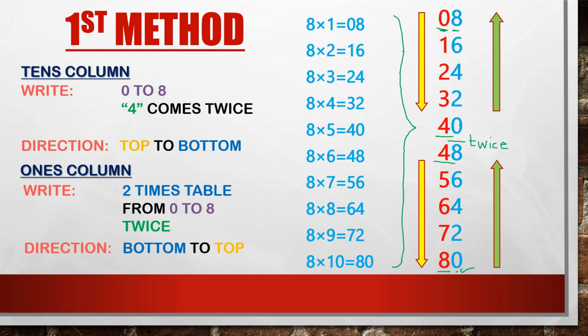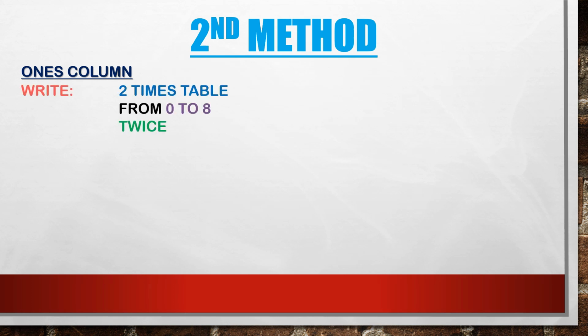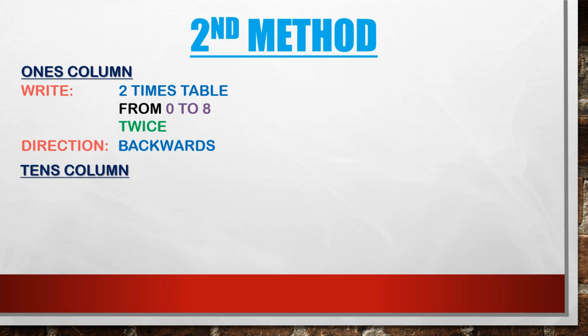Let's move on to the second method. Over here, this trick says that we have to now write numbers horizontally in rows and columns. You have to take a box of 5 columns and 2 rows. For the ones digit, just like you saw in the first method, we will write down the 2 times table horizontally backwards from 8 to 0 twice in both the rows.